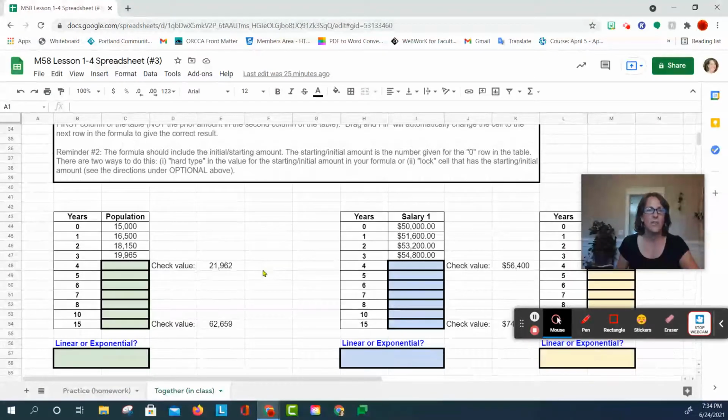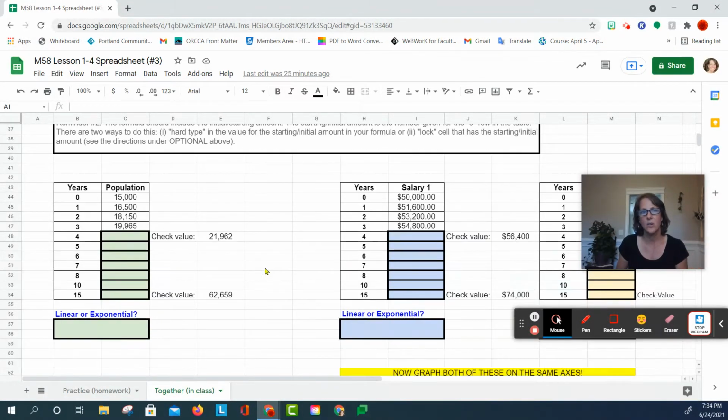This is all about linear and exponential data. So we want to find out if this data is linear or exponential and say so, and create a formula in here that we can drag and fill all the way down, and we can check our values here. The first thing I want to do is discover, is this linear or exponential? So I'll create a formula.